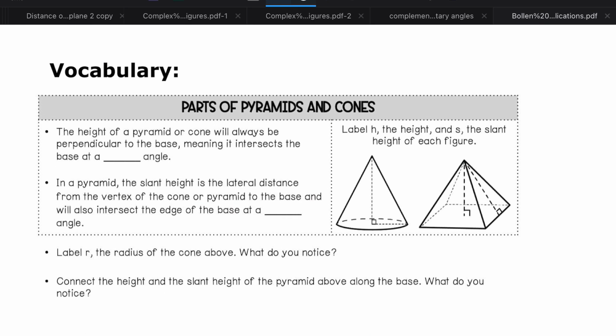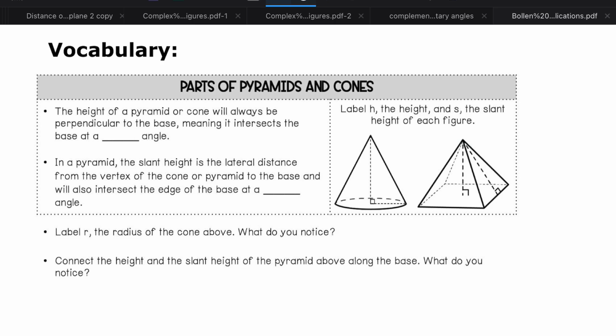All right, next step is we're going to go into pyramids and cones. The height of a pyramid and a cone will always be perpendicular to the base. This means it intersects the base at a 90-degree angle. In a pyramid, the slant height is the lateral distance from the vertex of the cone or the pyramid to the base, and it will also intersect the edge of the base at 90 degrees.